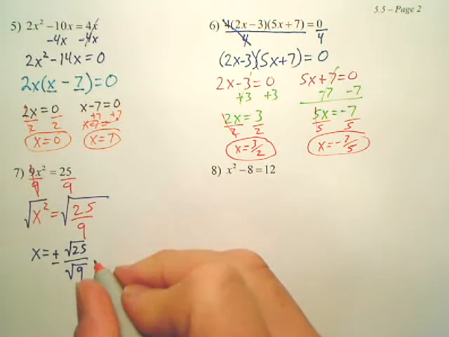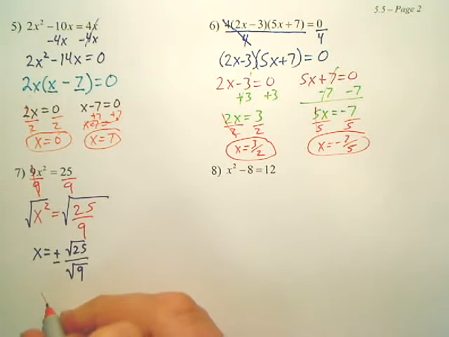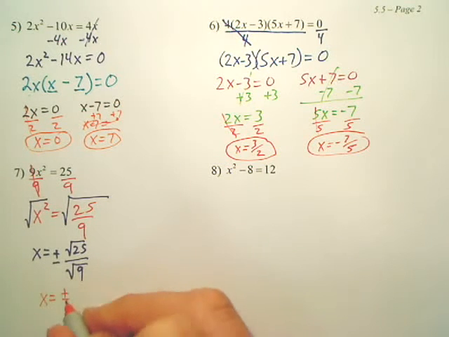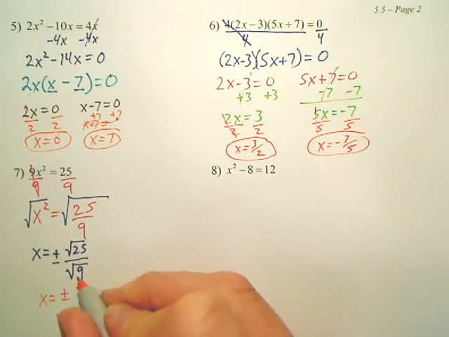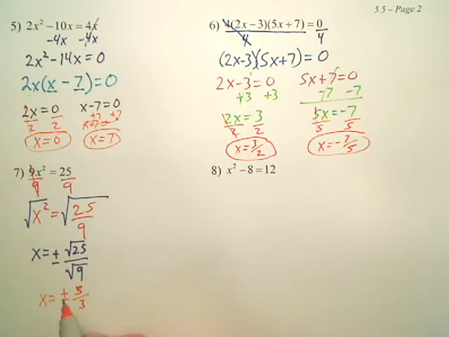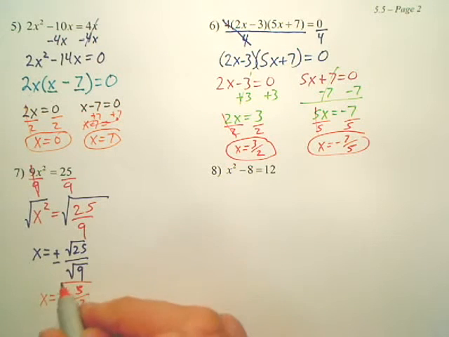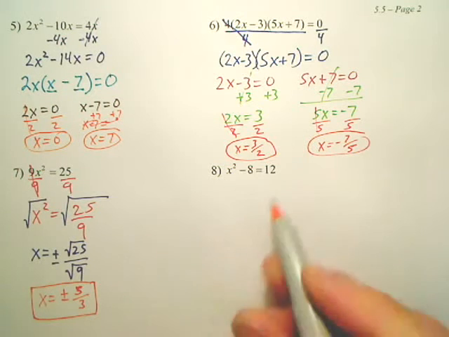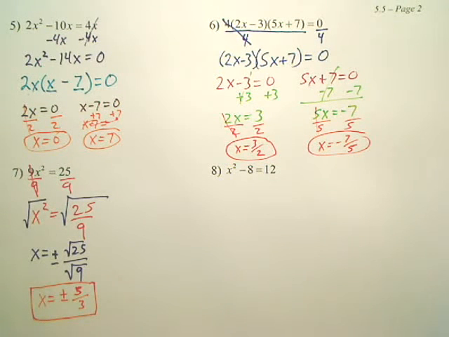What's the square root of 25? 5. Okay. So our answer is plus or minus. The square root of 25 is 5. The square root of 9 is 3. So it's plus or minus 5 over 3. Now, do you guys remember almost all x squareds have two answers? That's where the plus or minus comes from. And we'll talk about that a little bit more detail with this problem. It'll make a little bit more sense.